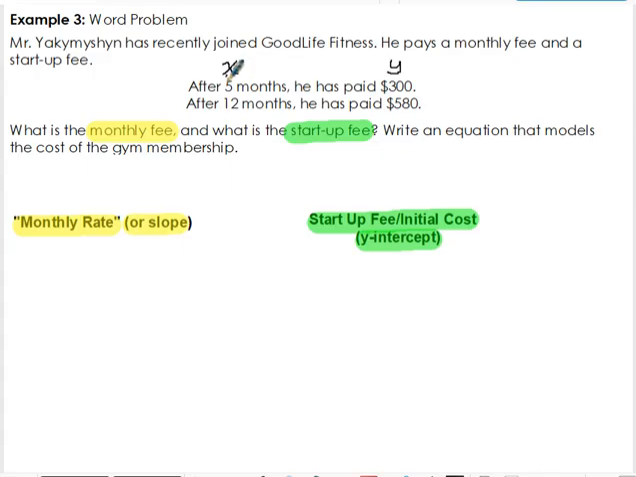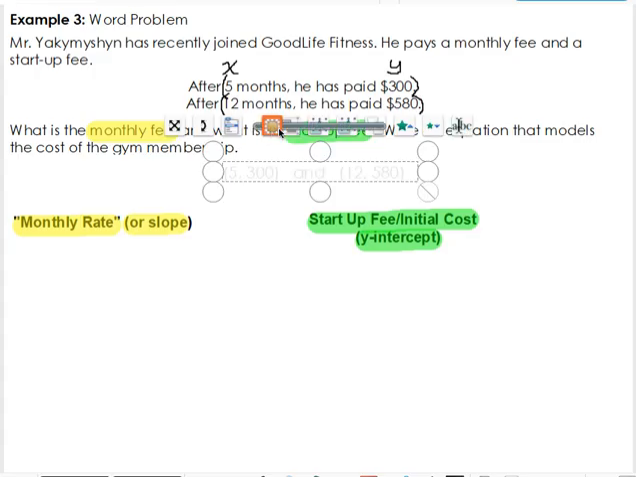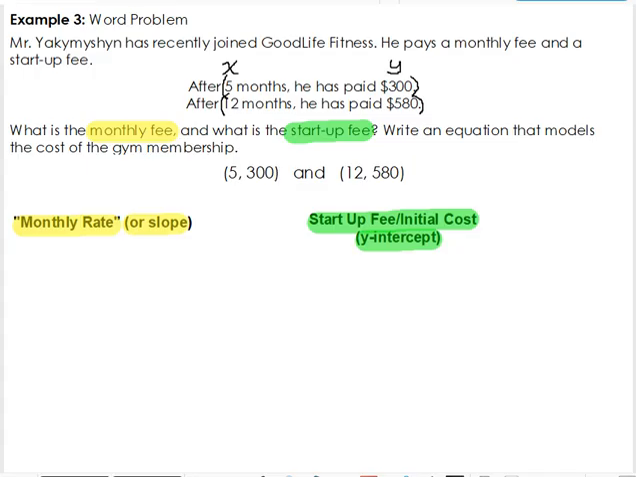You see an ordered pair of 5 and 300, and you see another ordered pair, 12, 580. So these come together to be coordinates. At 5 months, he paid $300, and that's where you're getting the coordinate 5, 300. And at 12 months, he paid 580, and that's where you're getting the coordinate 12, 580. What we're going to do with these coordinates is treat them as if they're coordinates on a graph. And we're going to do almost exactly what we did before.